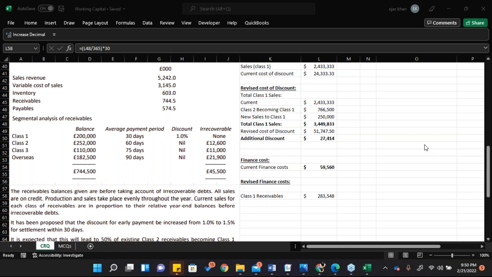Current finance cost seems wrong. Why can't we take average days, why do we have to do all that? Because currently they have already given us the account receivable figure. If they already have given us the account receivable figure, we don't need to do anything. We just need to multiply the finance rate with that. Faizan, if we already know what's the account receivable figure, we don't need to do any other calculation. Just need to multiply it with the finance rate. Is it okay? Did you get it?